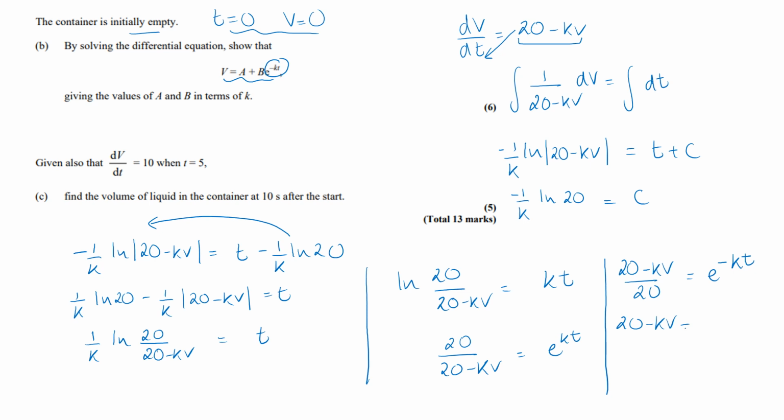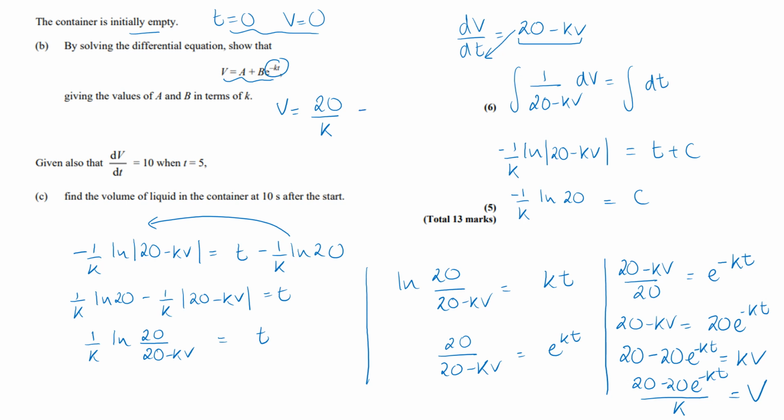20 minus kV is going to be equal to 20 e to the minus kt. Take the kV over: 20 minus 20 e to the minus kt is equal to kV, and then 20 minus 20 e to the minus kt all over k is equal to V. So V is going to equal 20 over k minus 20 over k e to the minus kt. So it says in terms of k.